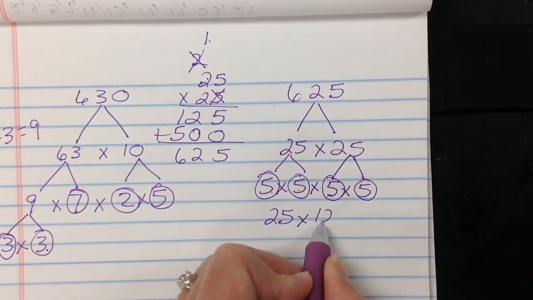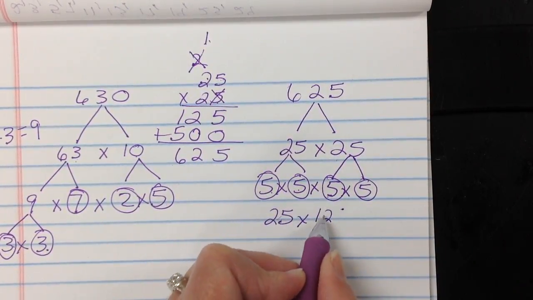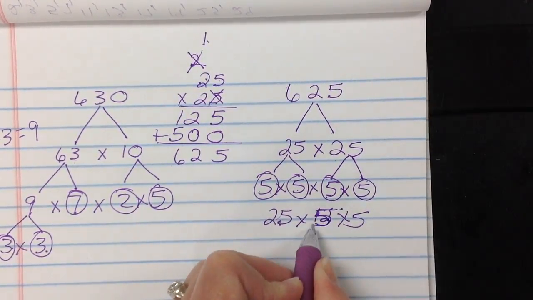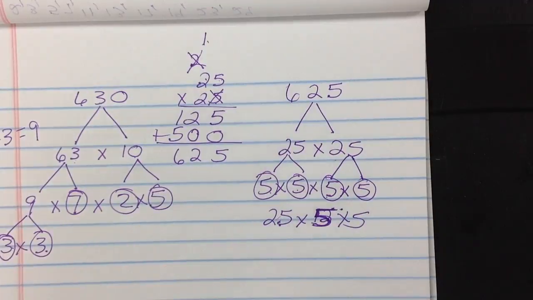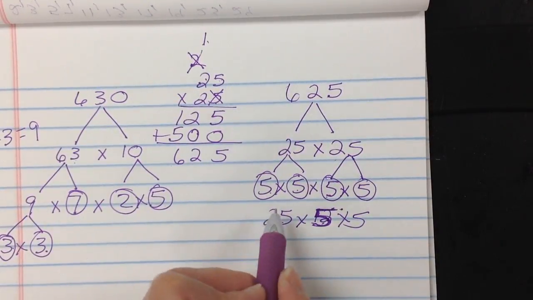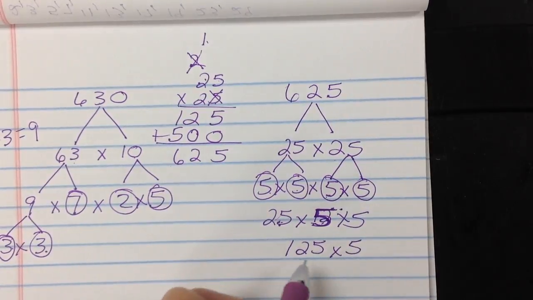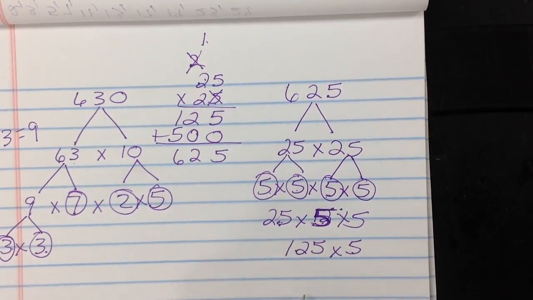Times 5 is 125. Wait a minute. 25 times 5, pretend like that's a 5. It's a messy 5. There. 25 times 5, remember we work from left to right, is 125. And then 5 times 100 is 500. 5 times 25 is 125. 125 plus 500 is 625.